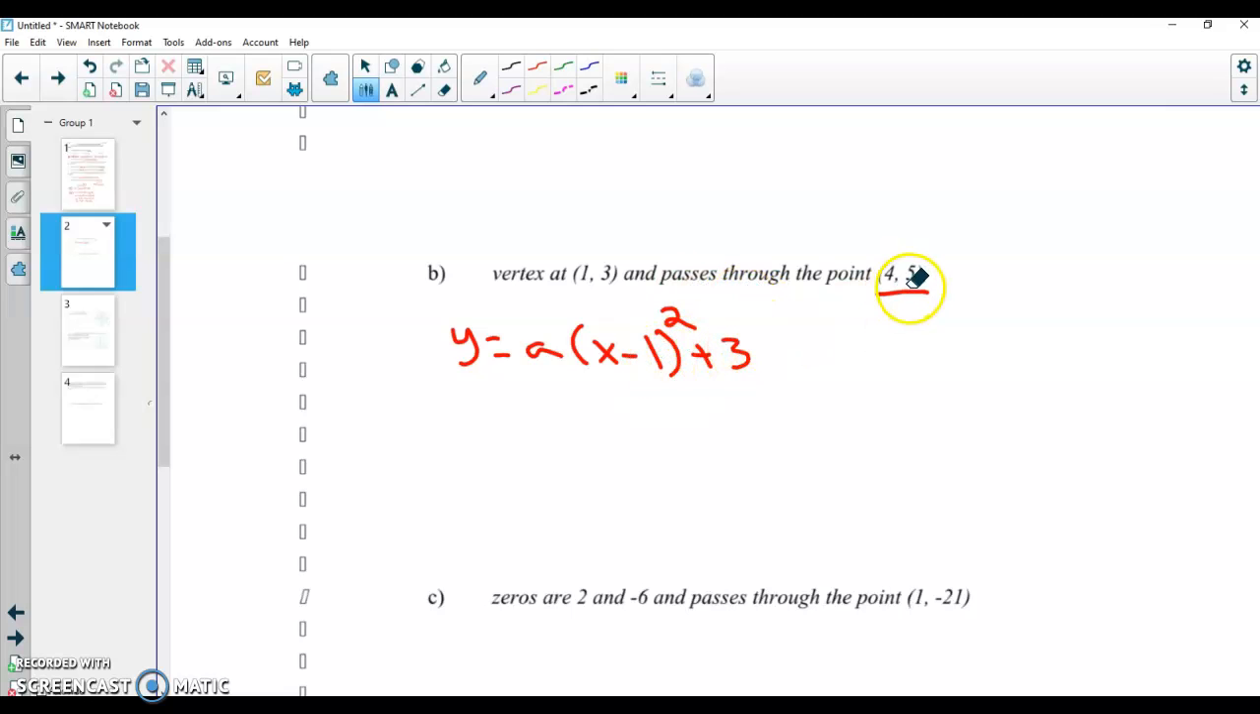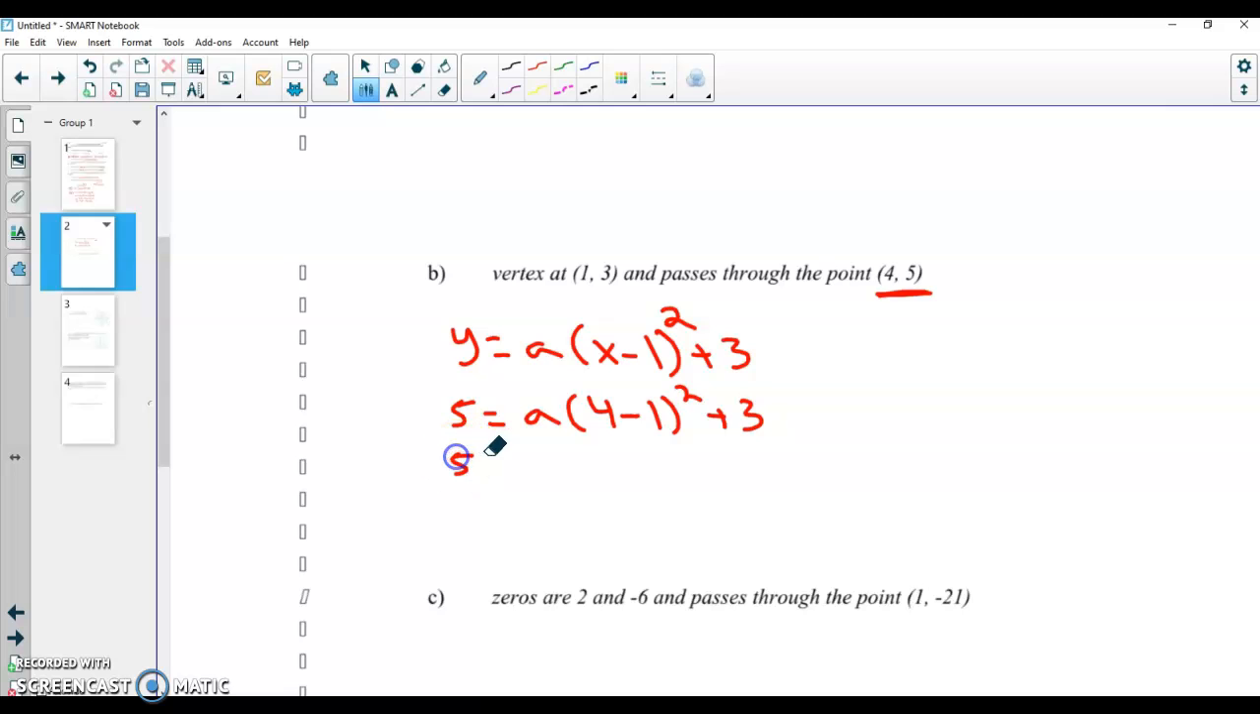And what we have here is something interesting. We have a point given to us. We can actually use this point to find our a value and then plug that a value in after. We can simply sub the point into the equation. So our y is 5, is equal to a times (our x is 4, minus 1) squared plus 3.